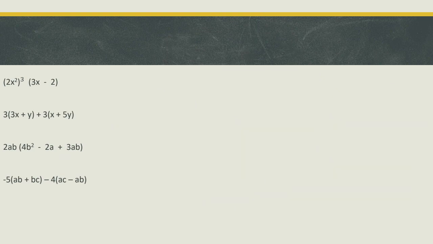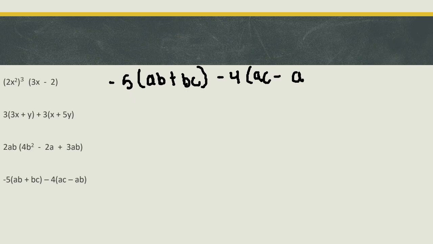So I have −5(ab + bc) − 4(ac − ab)... wait, as written: negative 5 ab plus bc minus 4 ac minus ad. So I have two different things that need the distribution property. It's very similar to the second one we did, but this gets brought through the brackets and this gets brought through its brackets. I'm not going to write each arrow out and I'm not going to write each bracket out, for the sake of your sanity, and hopefully by now it's clicked.